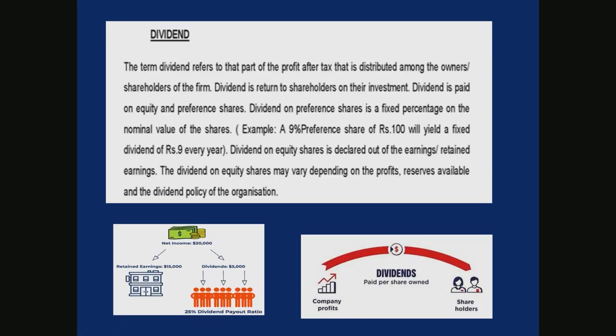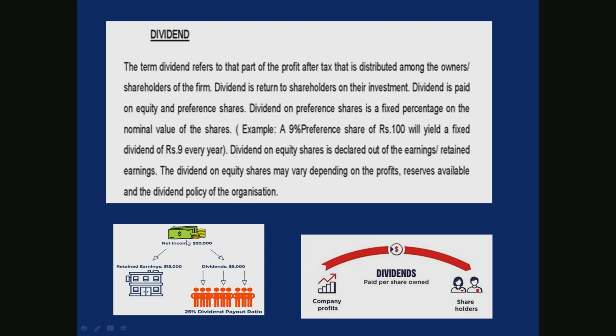What is a dividend? The term dividend refers to that part of the profit after tax that is distributed among the shareholders of a firm. The dividend is basically a return to the shareholders on their investment. Dividend is paid to both equity and preference shareholders. The dividend on the preference share is a fixed percentage on the nominal value of shares. For example, a 9% preference shareholder will get rupees 9 dividend yield every year, whereas the dividend on the equity shares depends upon the profits of the company.